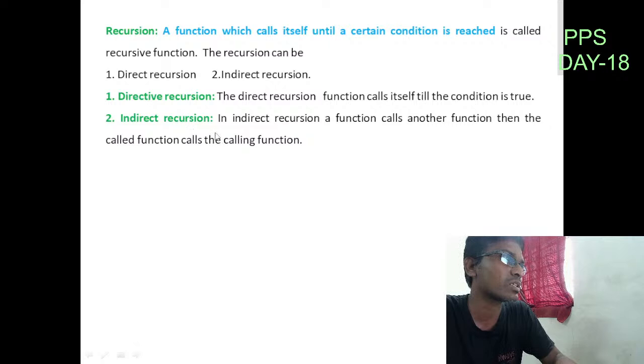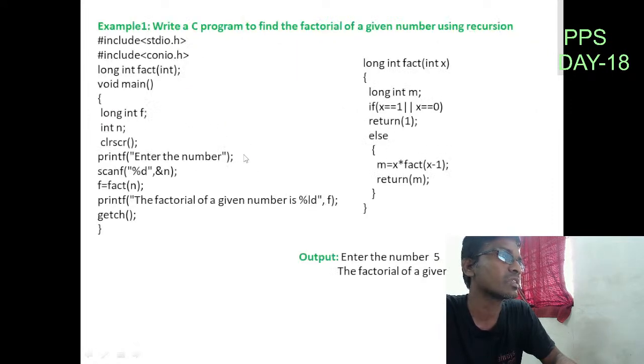Direct recursion and indirect recursion. In direct recursion, the function calls itself till the condition is true, whereas in indirect recursion, the function calls another function, and then the called function calls the calling function. So indirectly the function calls itself, and it is called indirect recursion. This is a famous example: finding the factorial of a given number using recursion.